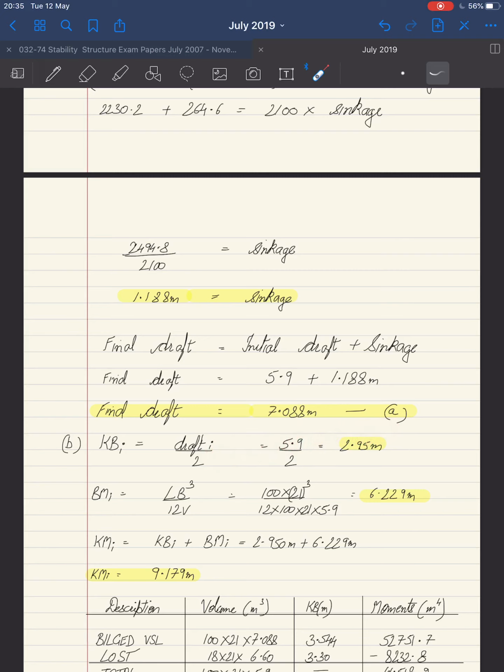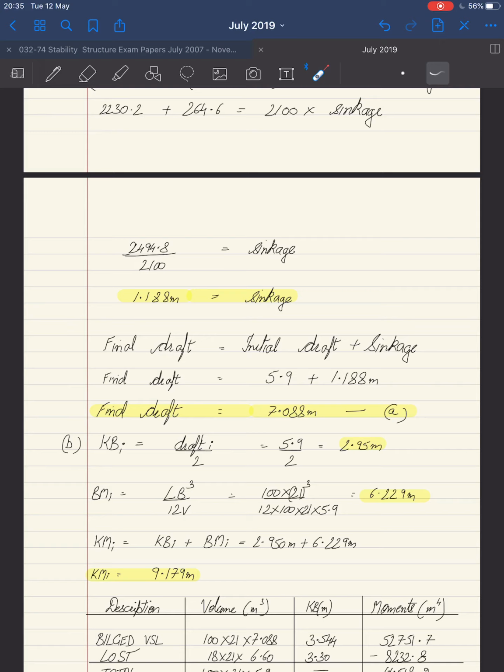To start with this question, we'll first calculate KB intact. So KB intact is equal to draft intact divided by 2, which is 5.9 divided by 2, which gives us 2.95 meters. The next step is to calculate BM intact.